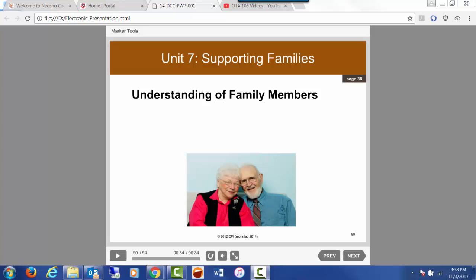Let's look at understanding of family members, relatives, and friends of those with dementia. When we're looking at the understanding of family, we need to keep in mind transfer trauma, not just to what's happening to the clients, but also how this is affecting the family, the spouse, or the kids. Often, the caregivers have been taking care of their loved one for many years.